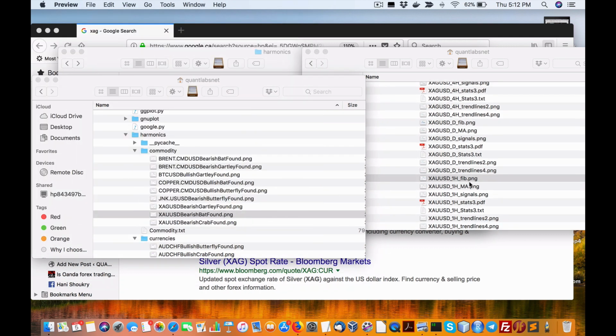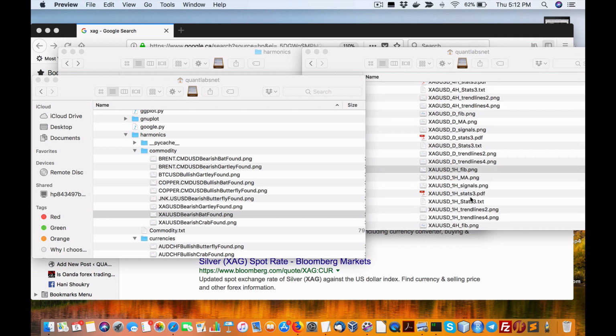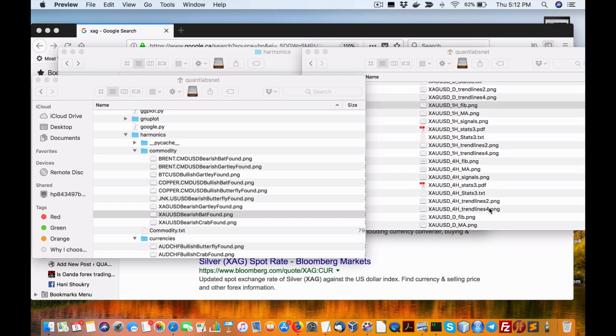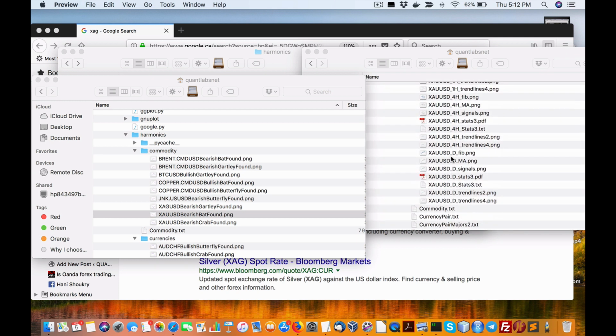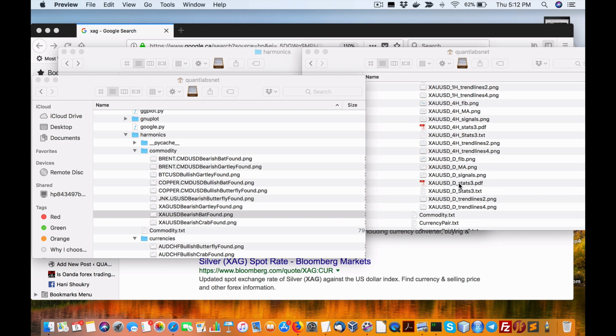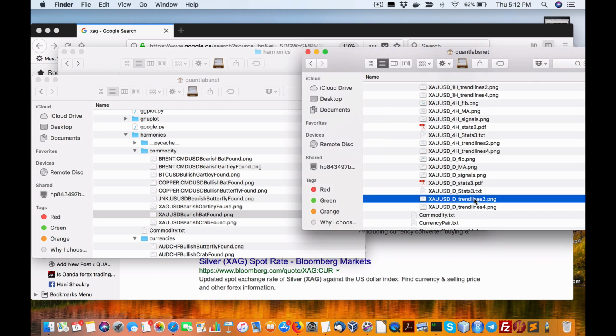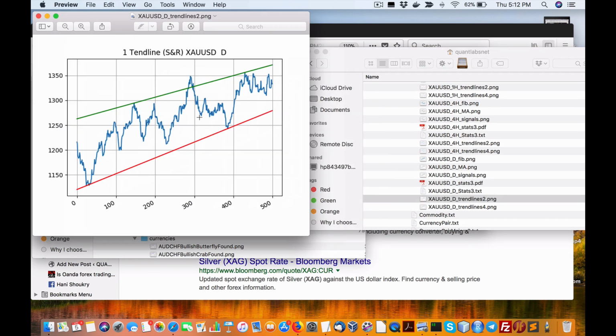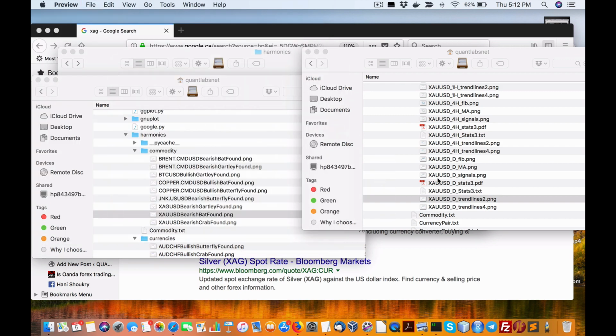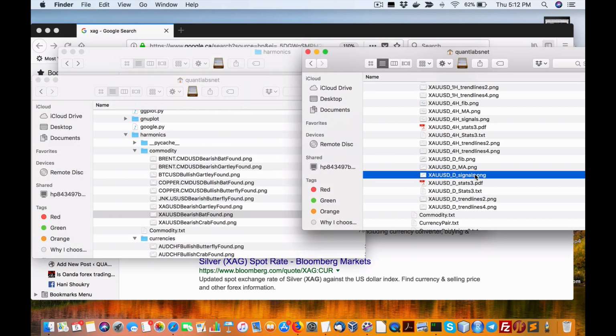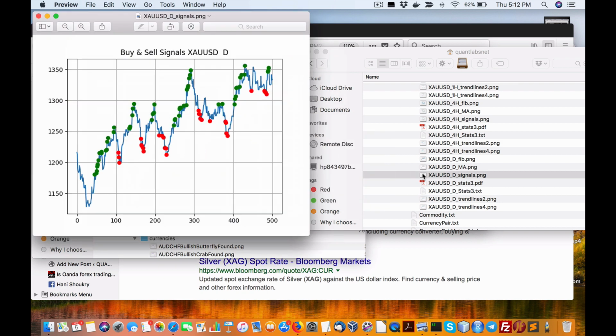Okay, let's check it out. So that's XAU, which is gold. Let's check out gold here, the XAU USD trend line. It is pointing up, and that's a good thing. That might pique my interest in it. It's signaling more buys, but it's somewhat choppy, though you can see there's an uptrend.